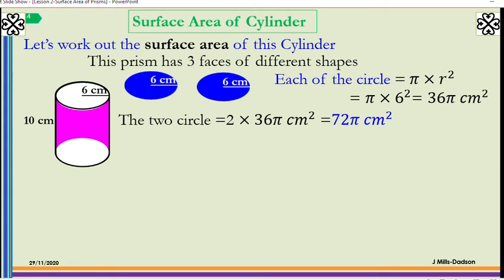So the two circles will give us 72 pi cm squared. So 2 circles equals 72 pi cm squared. I'll leave my answer in pi, then finally I can convert it into a real number. Now let's look at the curved side.